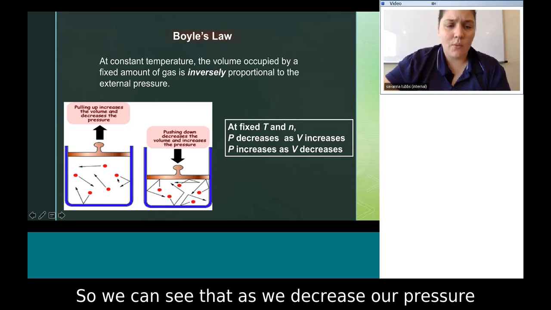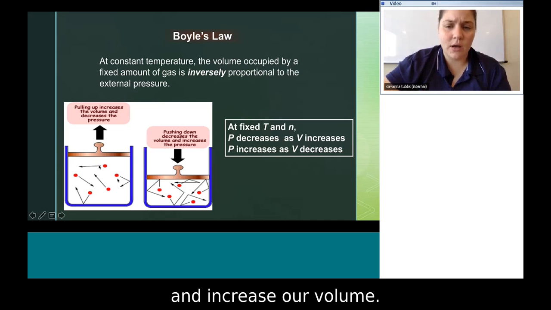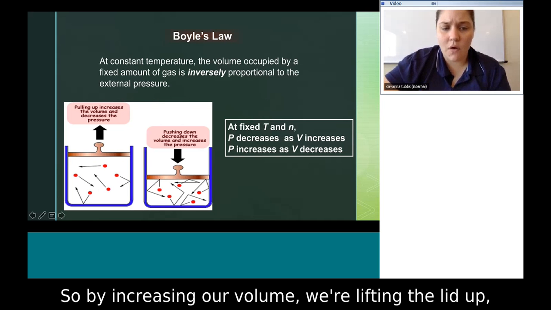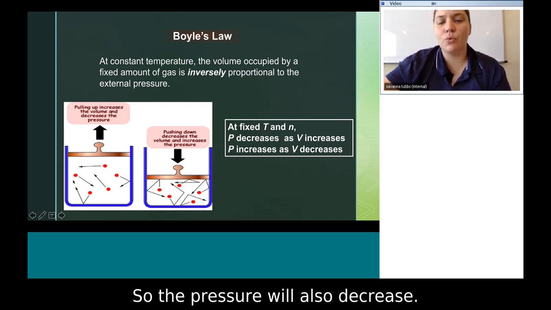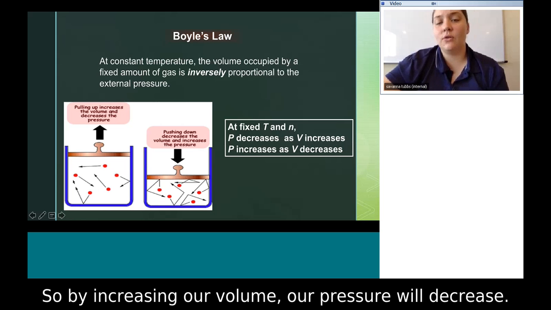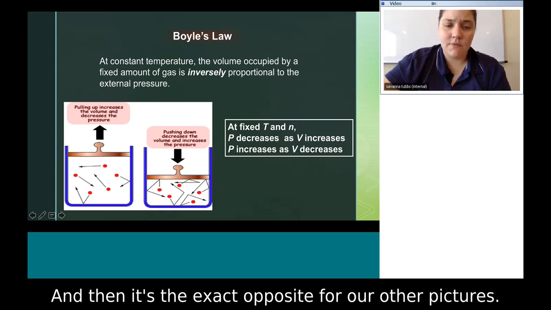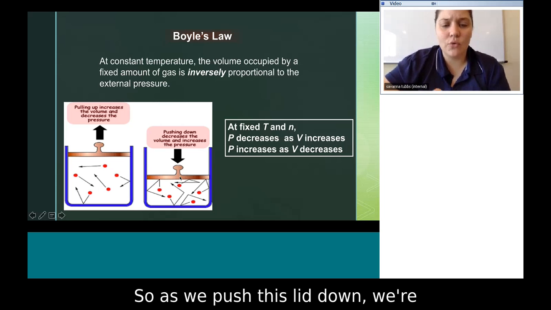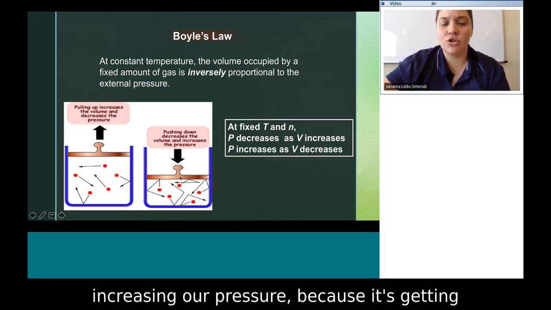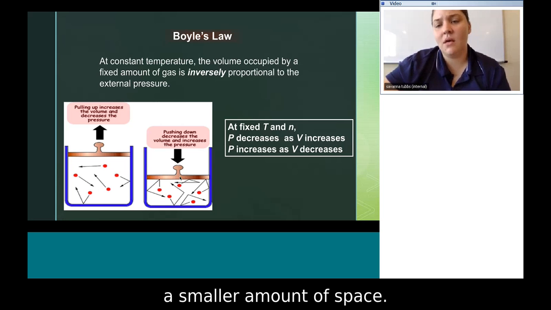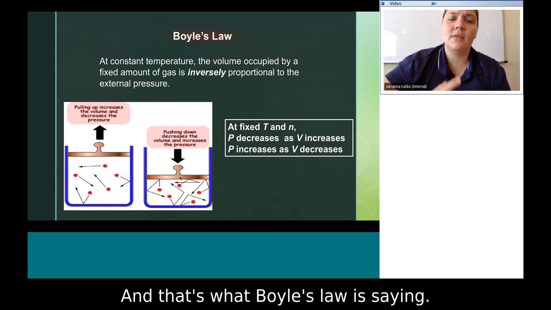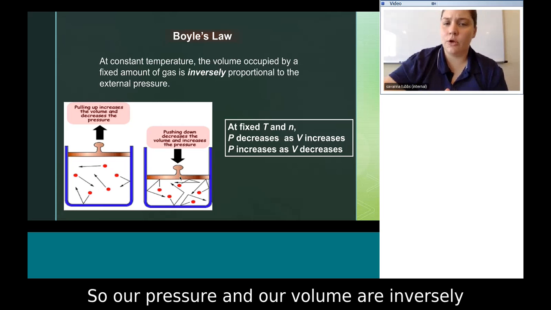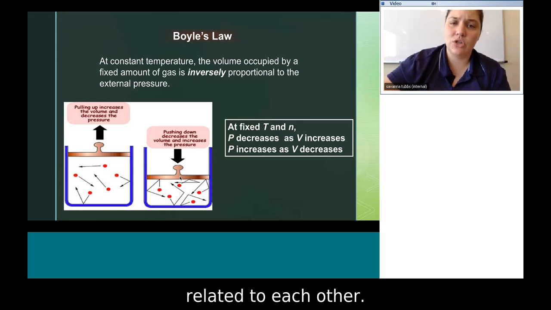So we can see that as we decrease our pressure and increase our volume, by increasing our volume, we're lifting the lid up, and it also will relieve some of this pressure. So the pressure will also decrease. And then it's the exact opposite for our other picture. As we push this lid down, we're increasing our pressure because it's getting a smaller amount of space, but it also means that we're decreasing our volume. And that's kind of what Boyle's law is saying. So our pressure and our volume are inversely related to each other.